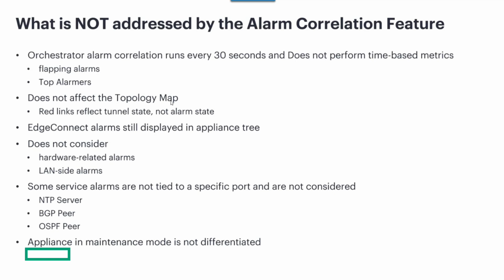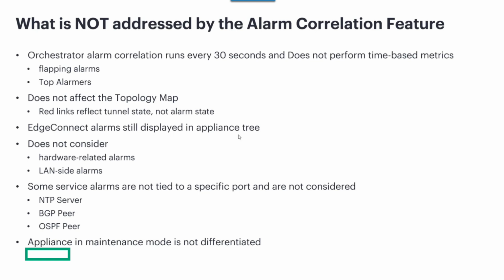So people use the term sea of red. And you look at the topology map, the red lines you see on the map are tunnels and specifically tunnel status. So if the tunnel is down, the tunnel shows up as red. Those are not alarms. So doing anything with alarms doesn't affect anything to do with the links that are red on the topology map. Edge Connect alarms are still displayed in the tree.